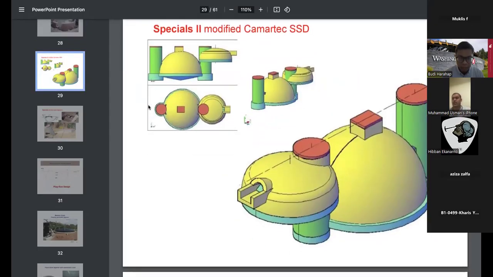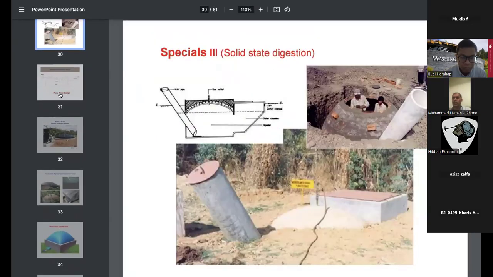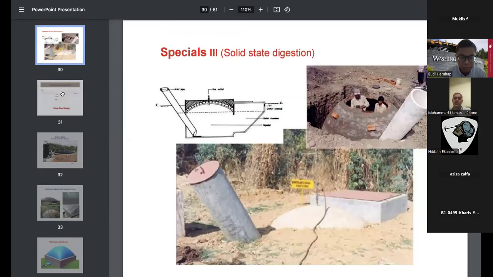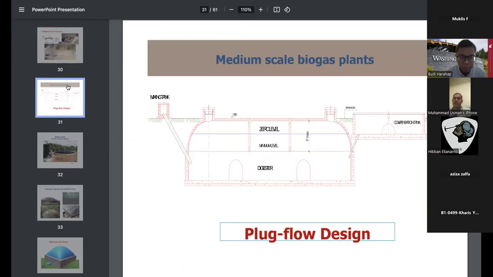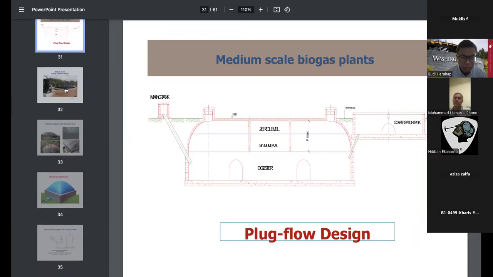Next, please. This is another type of biogas plant, ceramic SSD, and this is also prefabricated type. And the next one, please. This is another type of biogas plant, which is named the solid state digestion biogas plant. This is also common in some parts of Pakistan. Similarly, next, please. Medium scale biogas plants, and these are common. These are some of the pictures from different regions of Pakistan.